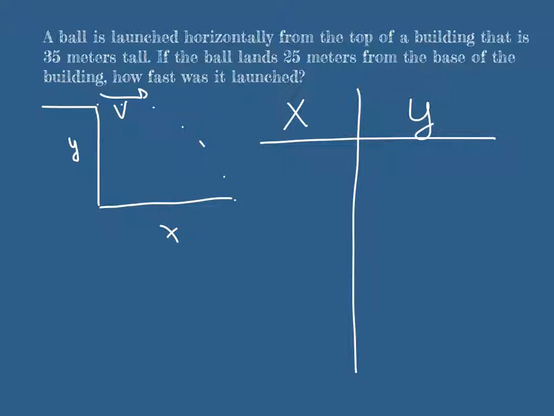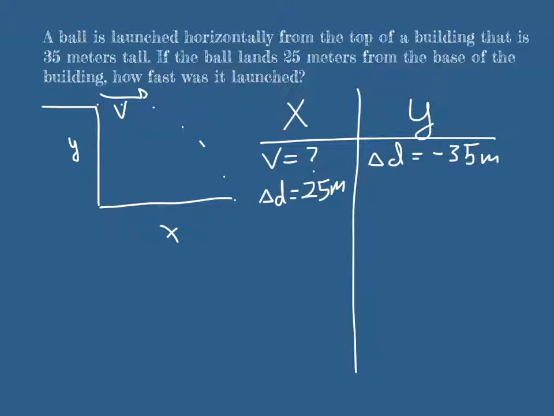So, the ball is launched horizontally. We don't know what that is. That's what we're looking for, how fast it was launched. So we want to know the velocity on this side. We know it lands 25 meters from the base, so that's the displacement in the x direction. So that's our 25 meters. And the building is 35 meters tall, which is the displacement the ball travels in the y direction. Since it's traveling downward, it's falling, so the ball travels a negative 35 meters.